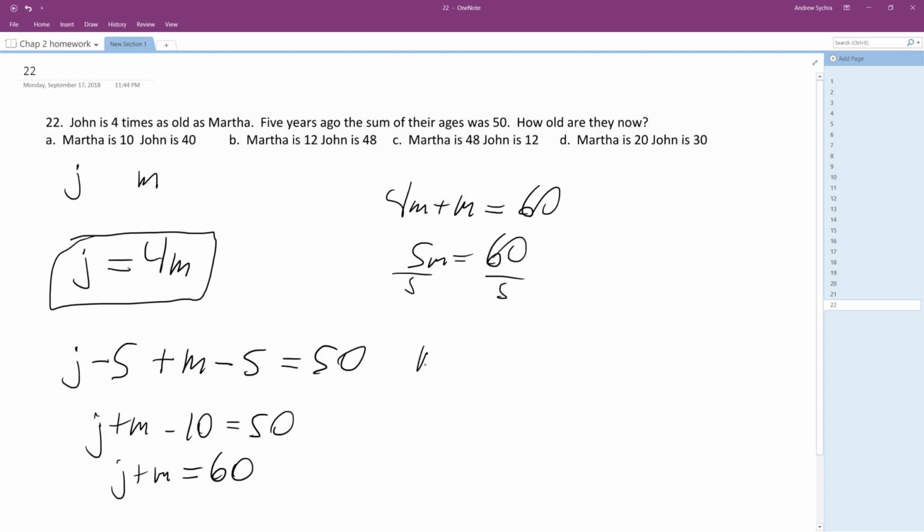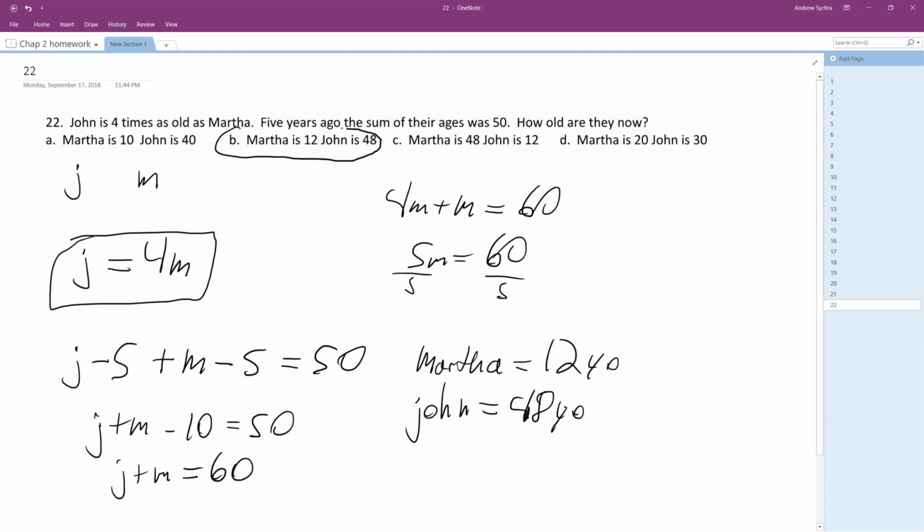60 divided by 5, Martha is 12 years old, and that means John's four times as old as she is, which means John is equal to 48 years old. Okay. Martha's 12, John's 48. Yep, so the solution's B.